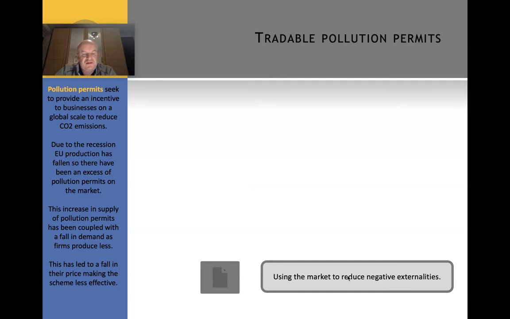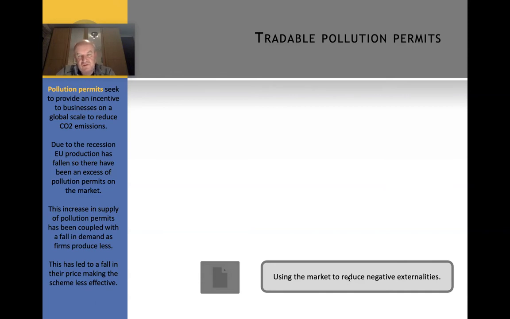But basically what this involves is providing an incentive to business on a global scale to reduce CO2 emissions. Now, this is quite controversial in some ways, because what it's saying is that businesses will pay a certain amount to be able to pollute at a certain level. Now, one could argue, isn't that surely encouraging pollution? Well, not really. No, it's not, because you have to pay for them in the first instance.